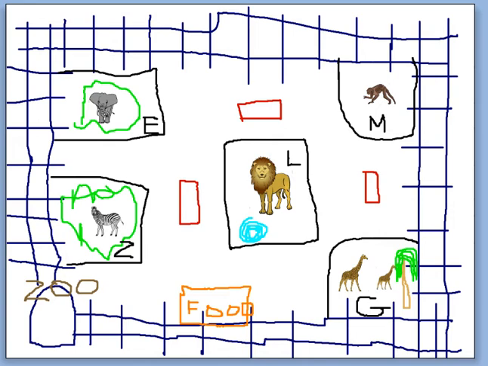I can't wait to see the zoos that you all build this afternoon. You can draw your blueprint before you build. You could draw your blueprint after you build. Maybe you want to build a little and then draw a little, or draw a little and then build a little. It's totally up to you.